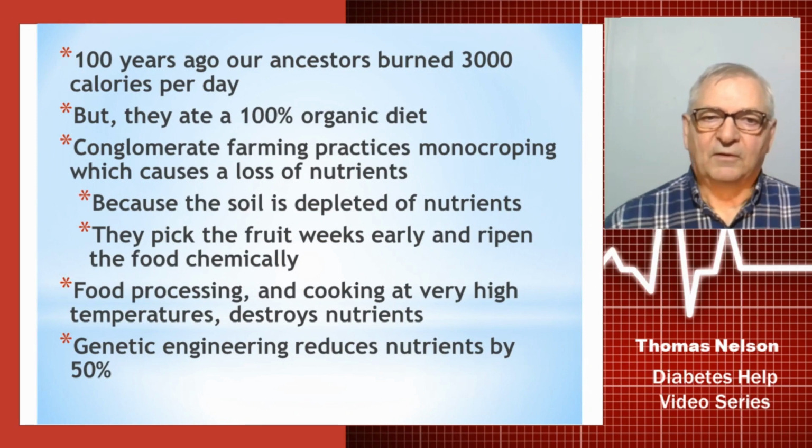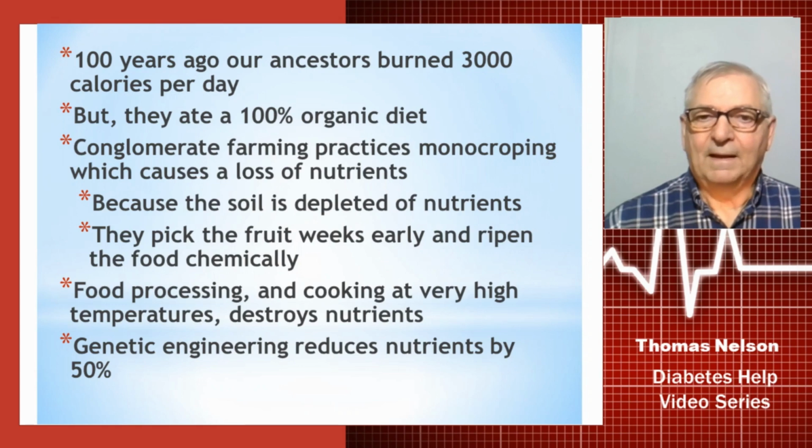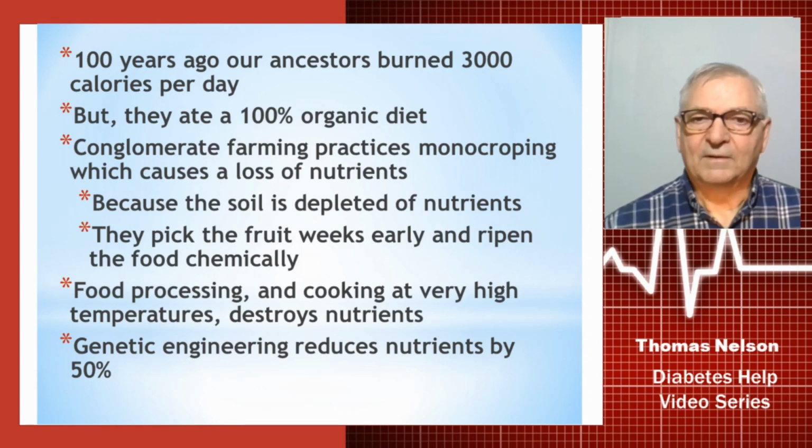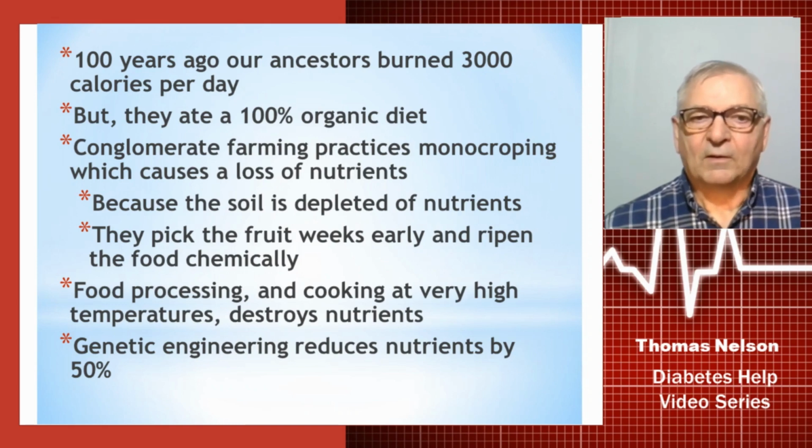So 100 years ago, remember, our ancestors ate all of what today they would say would be the wrong foods, but they also ate 3,000 calories every day. They didn't have indoor plumbing. They didn't have all the modern appliances and conveniences that we have. They grew their own food in their backyard, and there was a lot of manual labor involved. They didn't have refrigerators, so they had to do everything by hand, and they burned 3,000 calories every single day. They had to be very active. But they, again, ate a 100% organic diet.